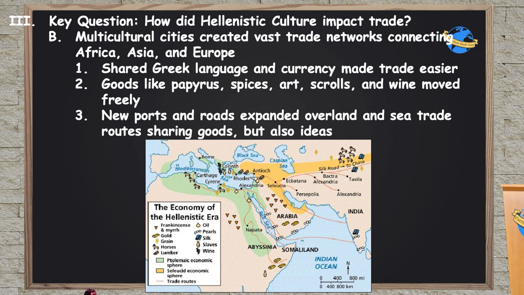On these trade routes, you'd see papyrus scrolls, so knowledge traveling all across this world, sharing ideas, spices, art, scrolls, wine, everything moved freely throughout this empire, which then allowed for this multicultural mixing. And as trade took off, new ports and roads were expanded overland and at sea in order to further encourage this trade. But again, what's being traded is not just resources or products, but ideas as well. And whenever ideas are being shared freely, you see massive improvement in technology.